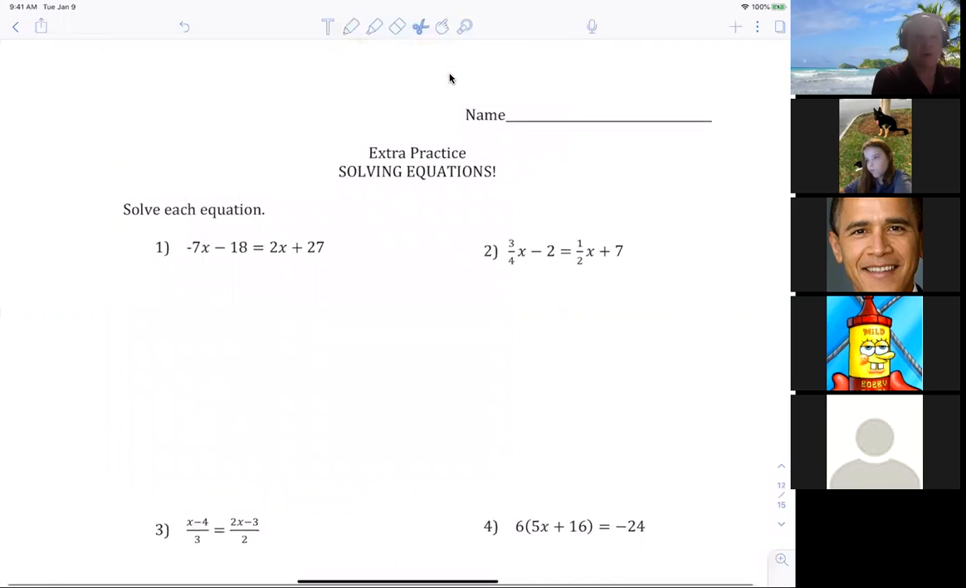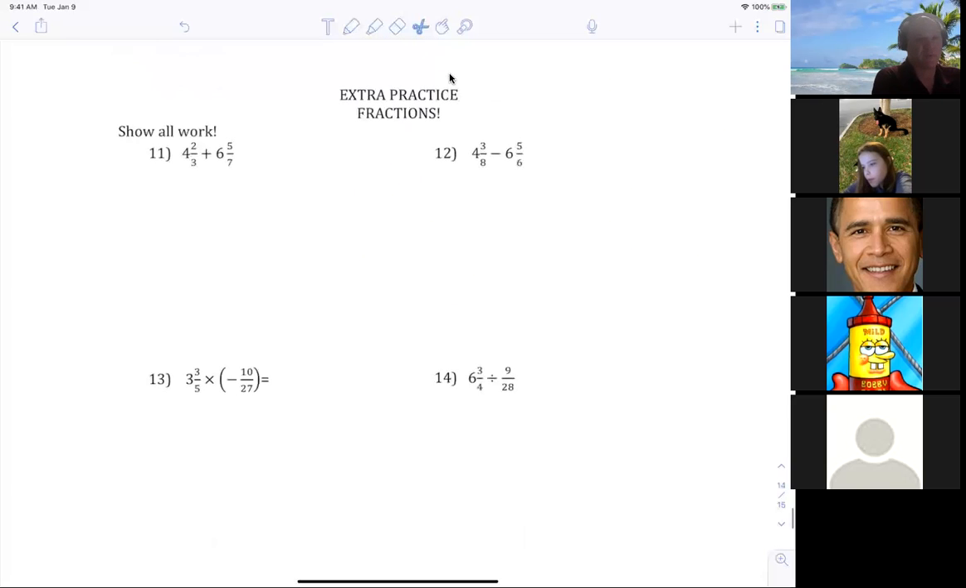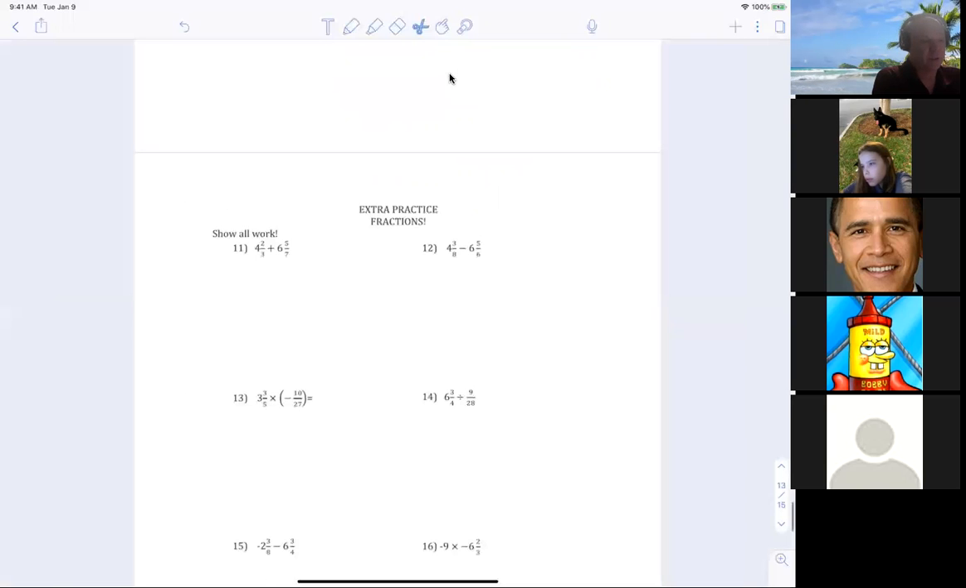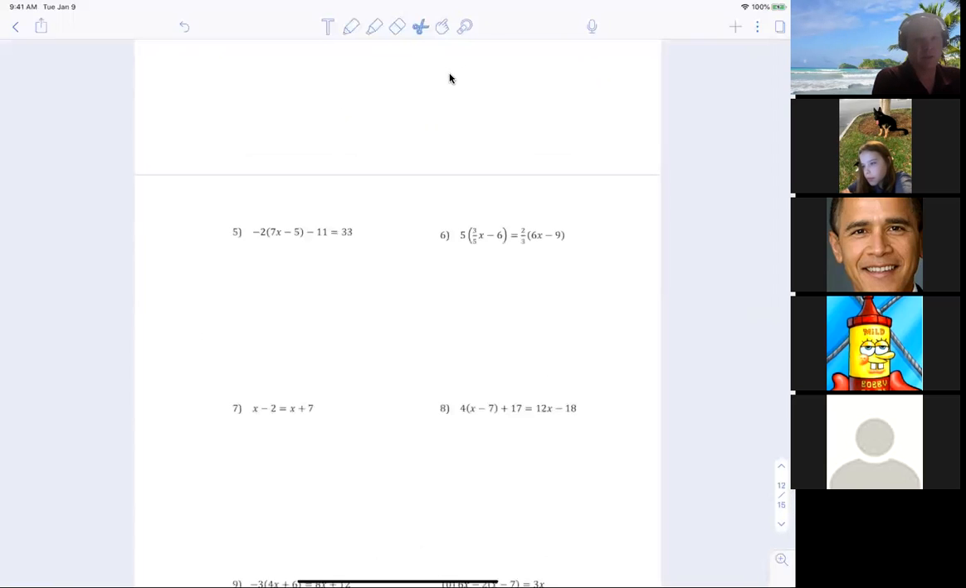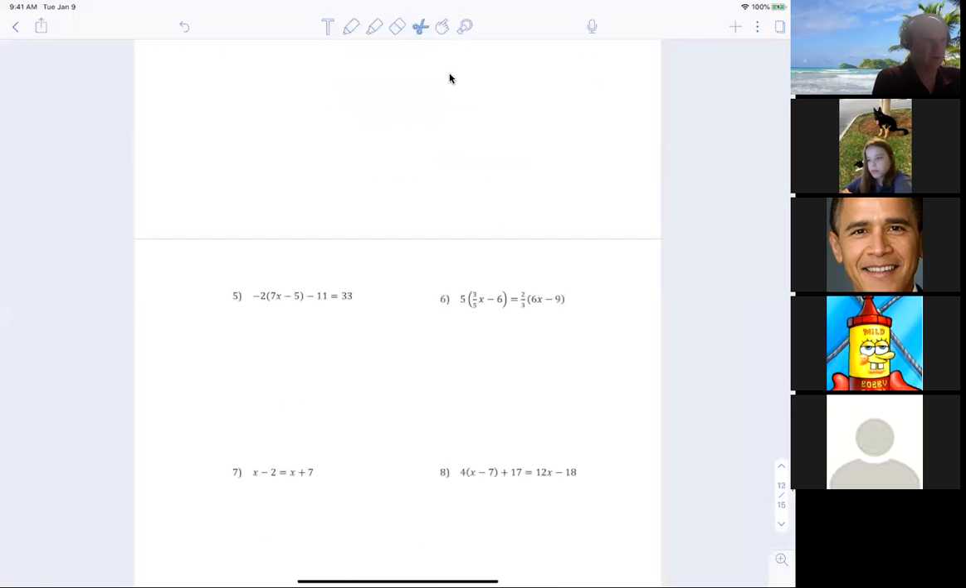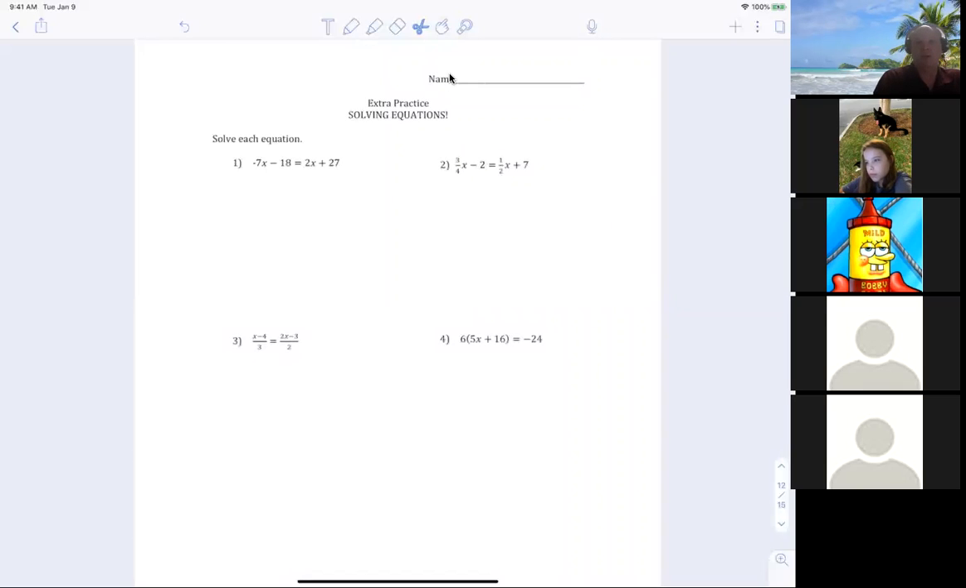All right, now we're practicing our equations. Some of you need some extra work on this. So I'm going to go down and do the odds. Then I have some extra practice with fractions because some of you need extra practice on that. Please show your work. Every day we're going to have 10 extra solving equations and 10 fractions. I'm going to do the odds, and you are going to do the evens for homework.